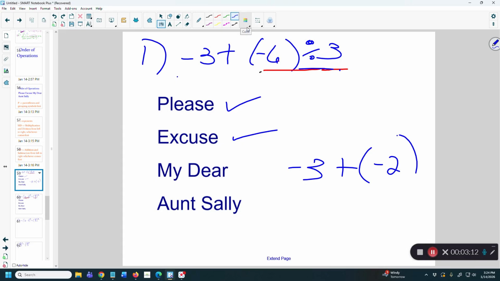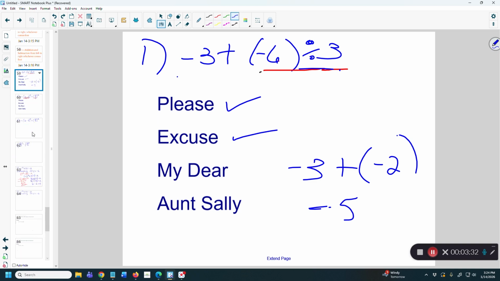Now once we complete something, then we just continue to see what is left. The only thing that's left is a plus. A -3 plus a -2 is a -5. Okay? All right, let's look at a second problem.